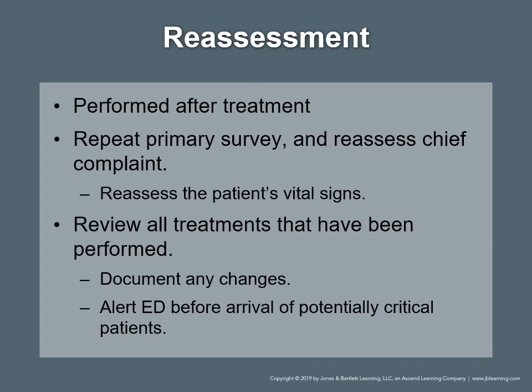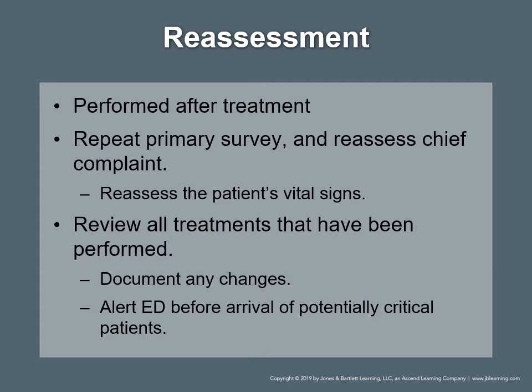Reassessment. Once the assessment and treatment have been completed, reassessment should begin and continue throughout transport. Repeat the primary survey and reassess the chief complaint. Look for any changes in the level of consciousness, reassess the patient's vital signs, re-examine the transport decision, reconsider the need for paramedic backup. Review all treatments that have been performed and ensure that they are still effective. Document any changes that have developed as a result of the treatments, and if needed, adjust any of the treatments.